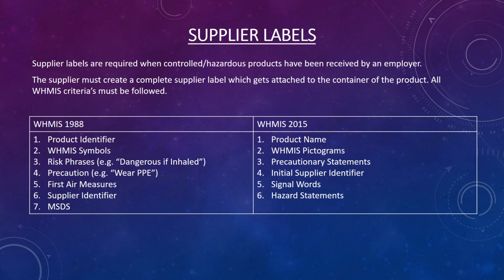WHMIS 2015: 1. Product name. 2. WHMIS pictograms. 3. Precautionary statements. 4. Initial supplier identifier. 5. Signal words. 6. Hazard statements.